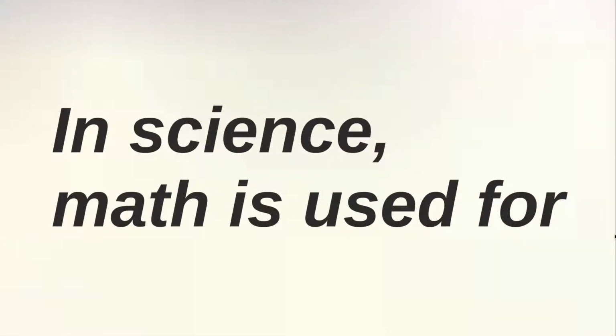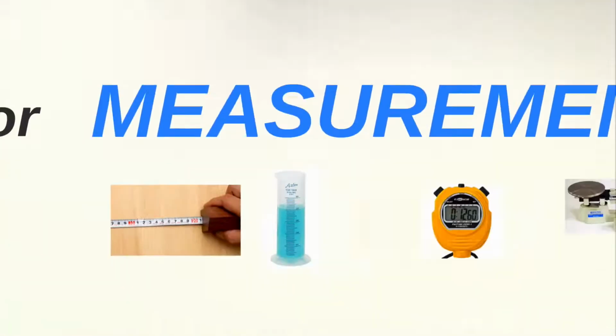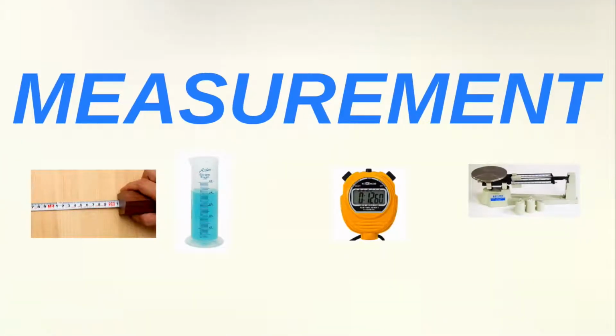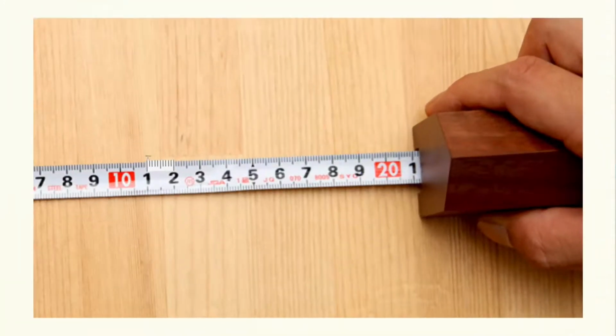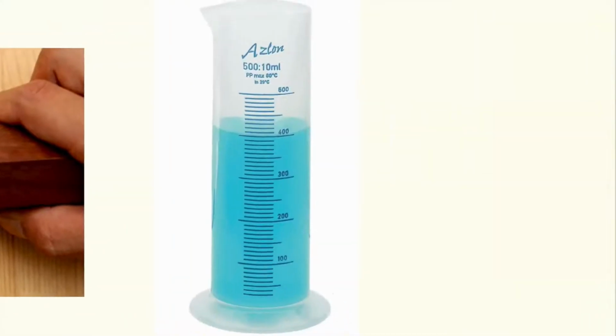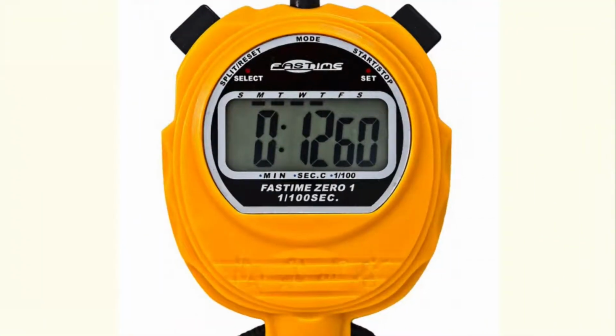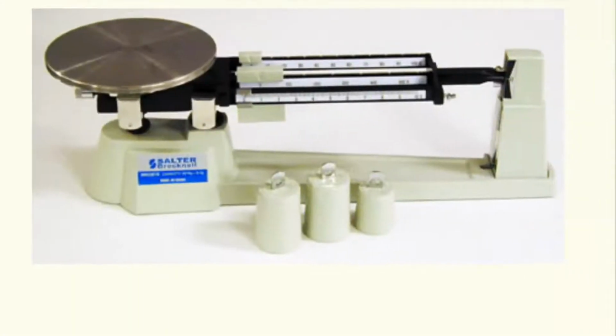Now in science, math is used primarily for measurement. This is what sets science apart from all of those philosophies such as alchemy that came before it. So measurement is key to making something scientific. And the math is critical for us to keep precise measurements and then be able to calculate and analyze those measurements. Some measurements that you're probably familiar with include distance, volume, time, and mass.